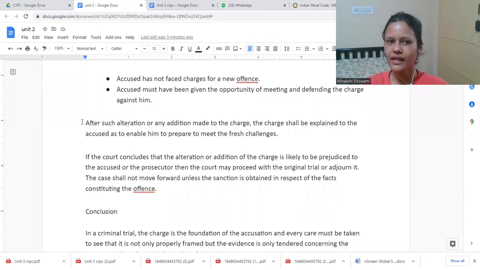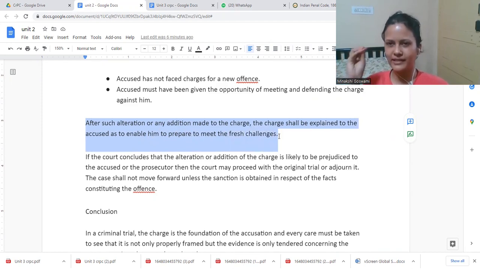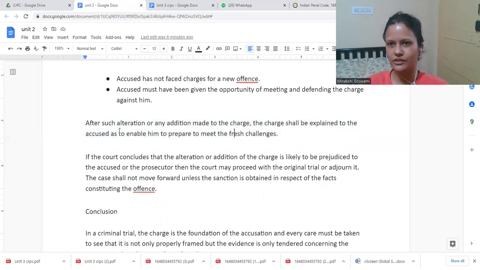After such alteration, any addition made to the charge shall be explained to the accused so as to enable him to prepare to meet the fresh challenges. Initially also he would be informed that these are the charges, do you plead guilty or not? Later on, if any changes are made, there also the accused has to be very clear. He should understand what the charges against him are. So again, an explanation would be given. He would be informed about all those fresh charges which are being added, or whatever might be the situation.